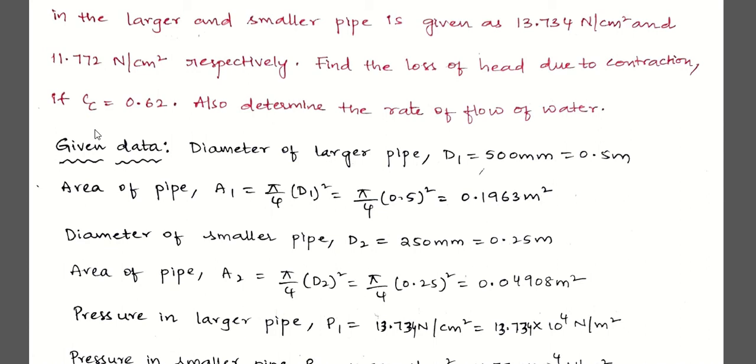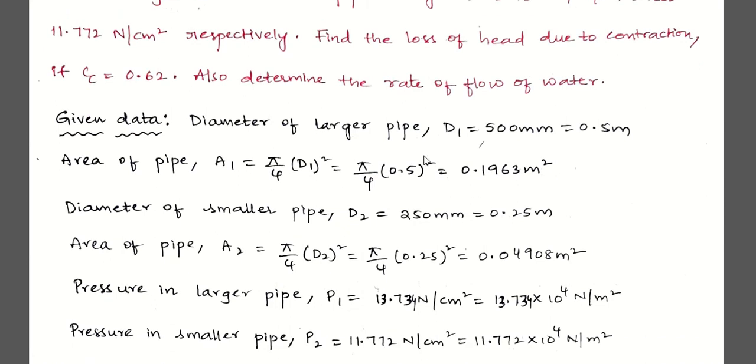One formula is when Cc is not given, and another formula is when Cc is given. When Cc is not given, we have the direct formula 0.5 V2 square by 2g, that is after contraction. But if Cc is given, I have given another formula. So just check out that formula. I'll be showing it here also. So let's start off with the given data.